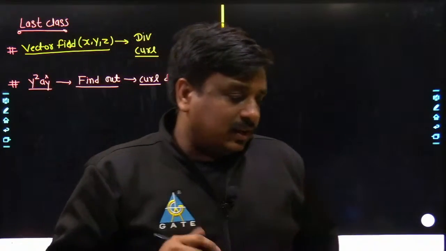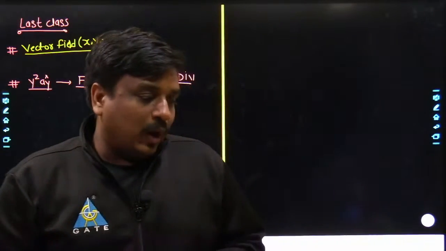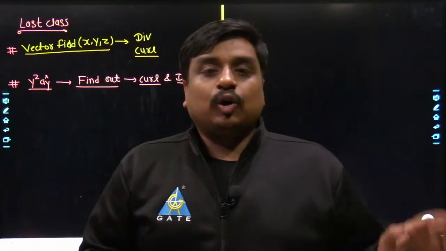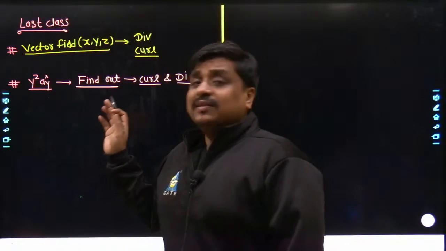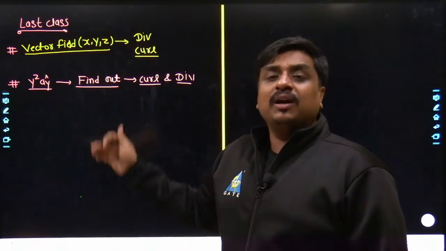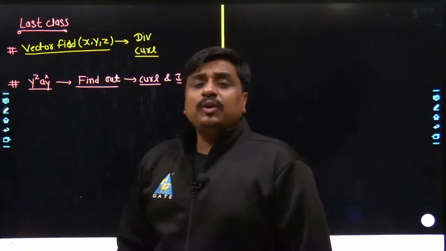Now the answers have started coming. Vijay Kumar says 2y for the divergence, and the curl is ... Anyways, the curl is going to be simply a null vector. That means it would be a curl-free vector. Anyways, how did I know about it?